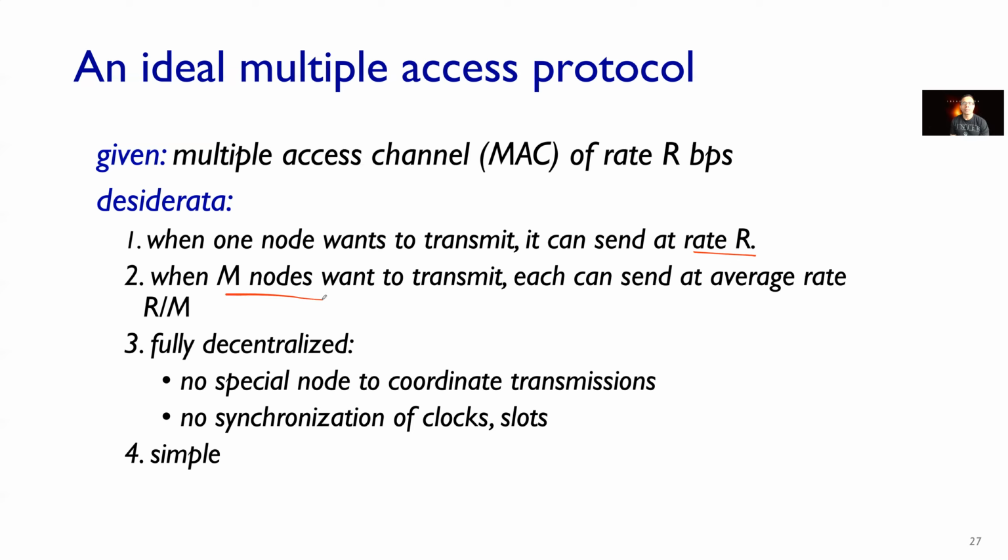When we have M nodes transmitting, so imagine there are a total of N nodes on the network, now M may be less than or equal to N, obviously. So when M nodes are transmitting, each should be able to send at an average rate of R by M, right? So everyone who wants to transmit should get a fair share of the transmission rate. Now, again, this is on average. We are not talking of instantaneously, so over a reasonable period of time, right?